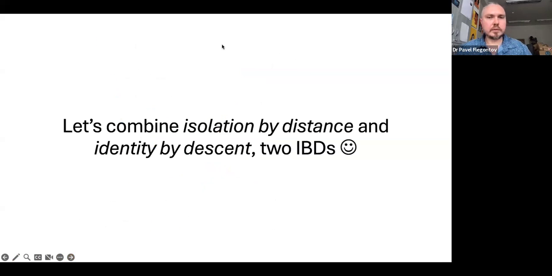Now let's move for some time away from PCA, and let's combine isolation by distance and identity by descent. So, two IBDs. What is identity by descent? Identity by descent is basically a name for long autosomal haplotypes, which can be relatively easily called on modern high coverage data.